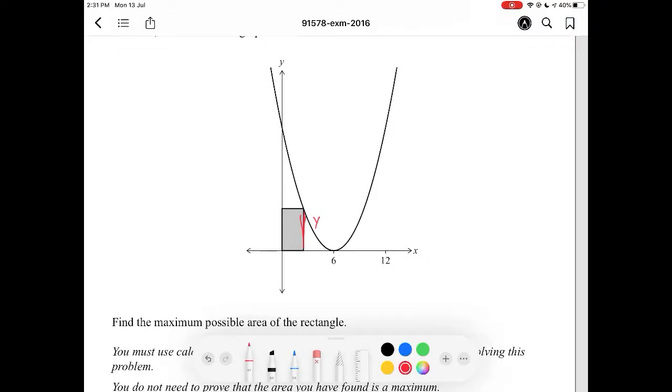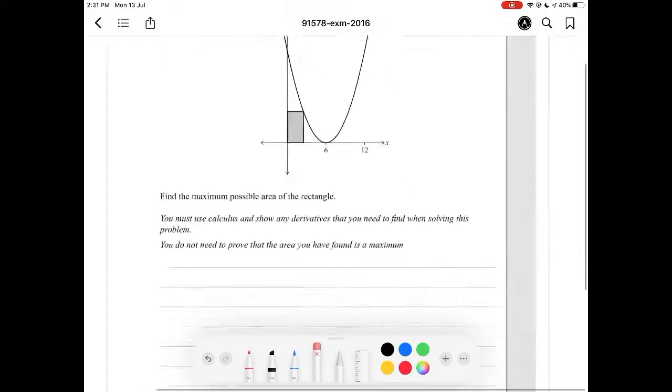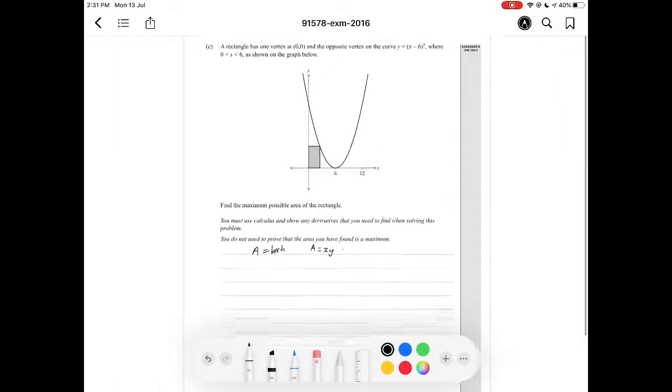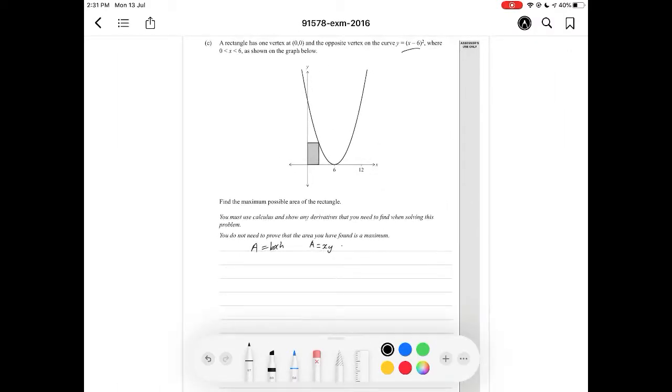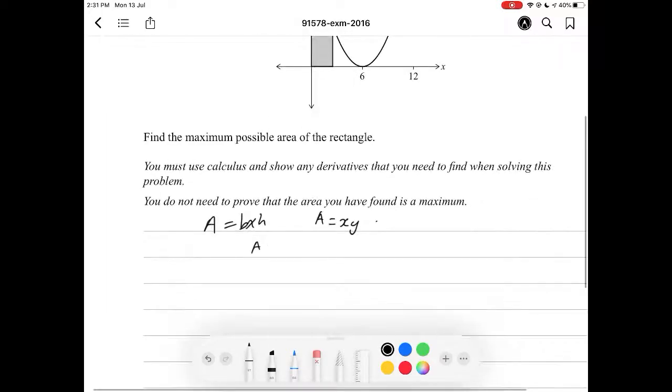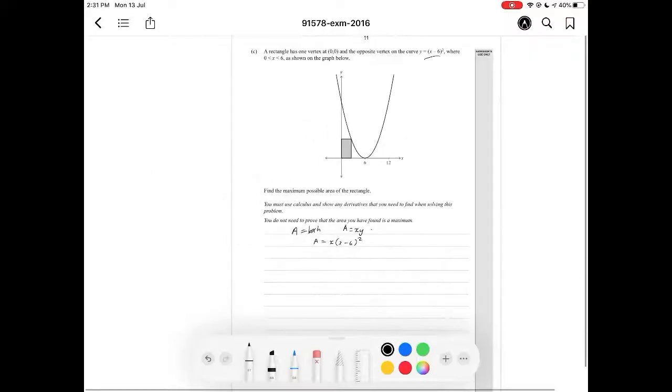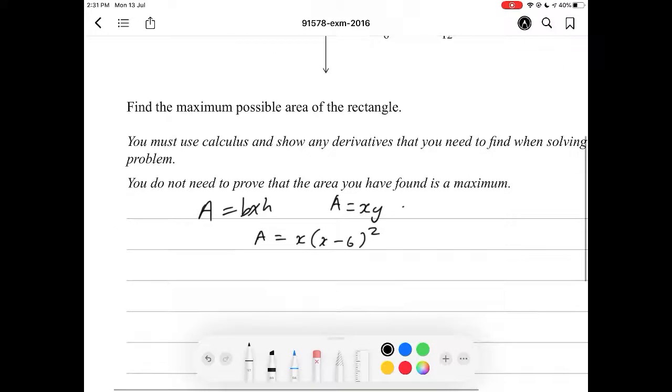And we know that the base of this rectangle is just equal to whatever x value it is. So what we know is that area equals base times height, and therefore area equals x times y. But we know y equals (x minus 6) squared. Okay, so A equals x times (x minus 6) squared. Find the maximum possible area.